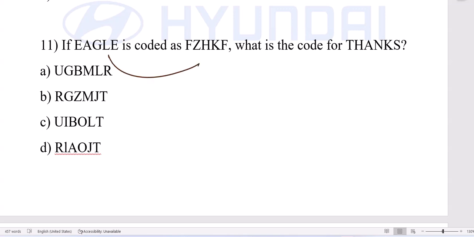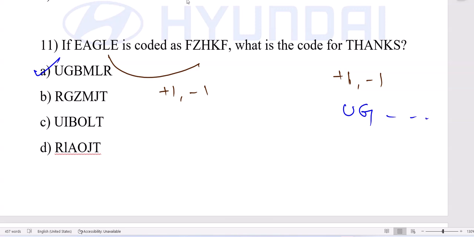Eagle is somehow related to this. Plus 1, minus 1. Okay, answer C. Good. So plus 1, minus 1 if you do, for the first two letters: T plus 1, H minus 1. P plus 1 is U. H minus 1 is nothing but G. So with UG, only the first option is available. So plus 1, minus 1 alternately, keep going.